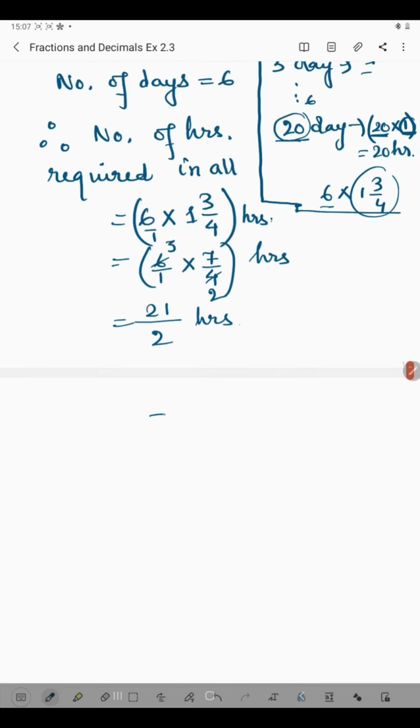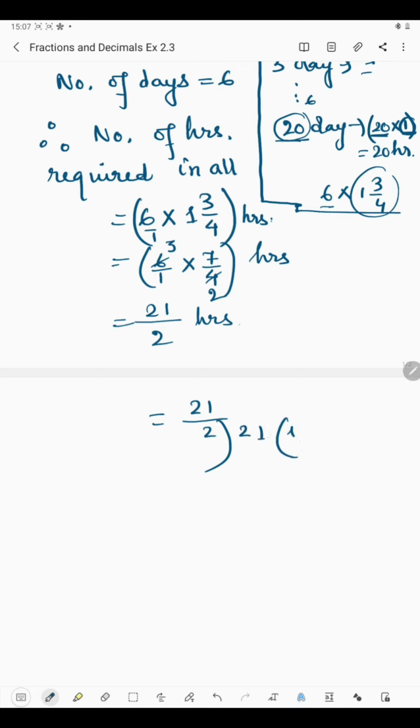So since this is an improper fraction, we will have to convert it into mixed. So 2 1's are 2. Now 1 will come down. 1 cannot be divided by 2, so it's 10. So answer is 10. Quotient we write first, then 1 will be up and 2 will be down. So this is 10 1 by 2 hours, right?